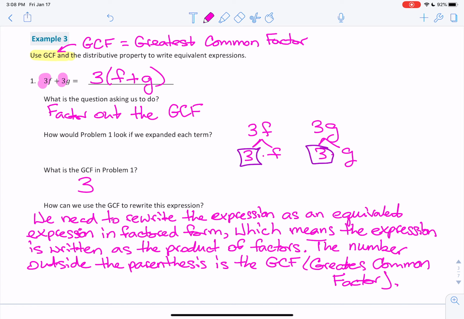Well, once you find the greatest common factor for each term, you can factor it out and rewrite it as an equivalent expression, right? That's all that's saying. And the number that you factor out is the number that goes on the outside of the parentheses, and the terms that are left over stay inside the parentheses.